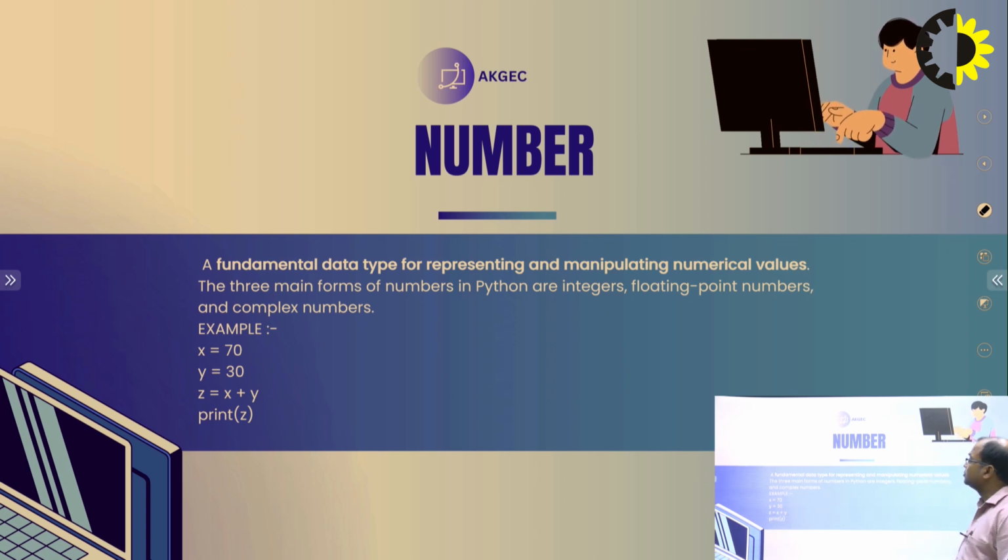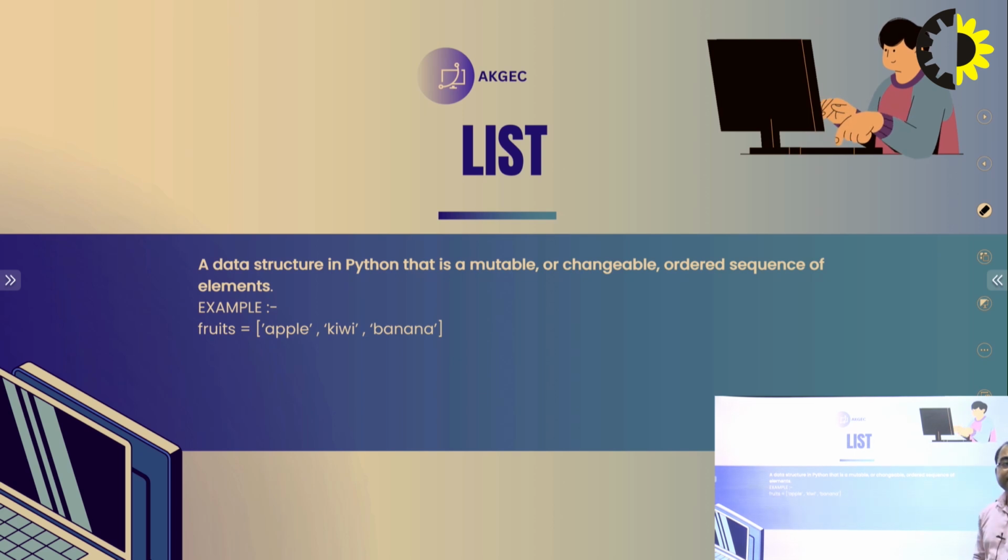Next is list, a data structure in Python. List is a mutable data structure, meaning we can change the items of the list when we need. It is an ordered sequence of elements. For example, if we take a list of fruits, it may be apple, kiwi or banana, and as it is mutable we can change any item anytime.